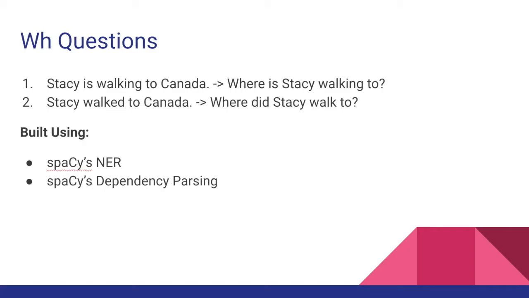For WH questions, we split it into 2 categories. One, if the sentence contained an auxiliary, so "Stacy is walking to Canada" would become "Where is Stacy walking to?", or no auxiliary and just a verb, so "Stacy walked to Canada" would become "Where did Stacy walk to?" And to do that, similar to binary questions, we used spaCy's NER to look for those named entities, so Stacy or Canada, as well as spaCy's dependency parser.